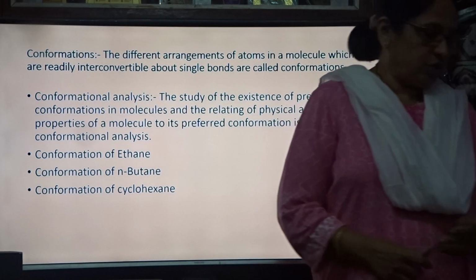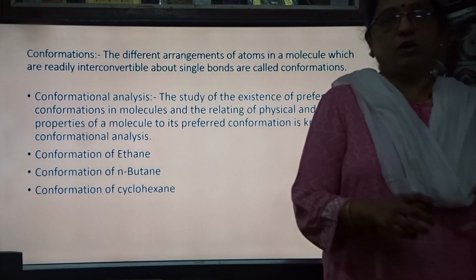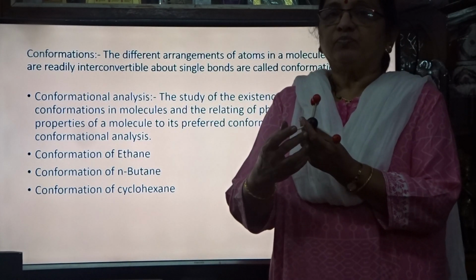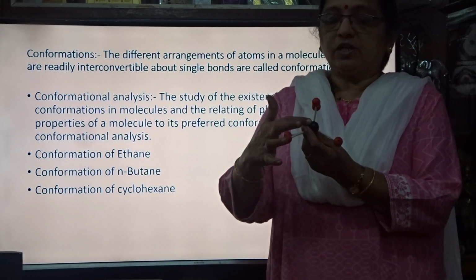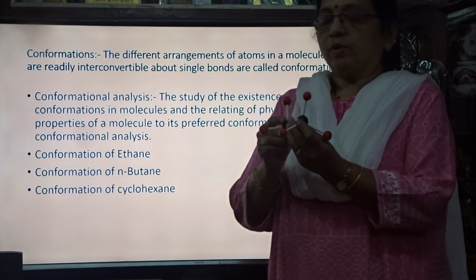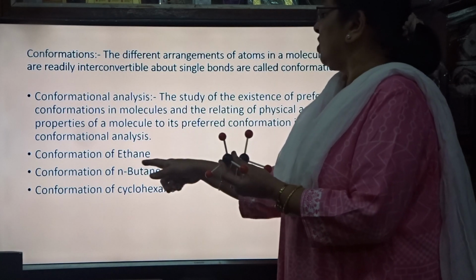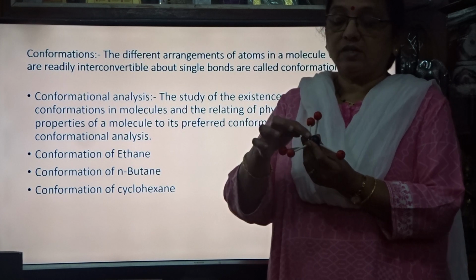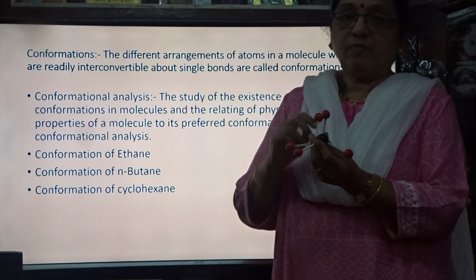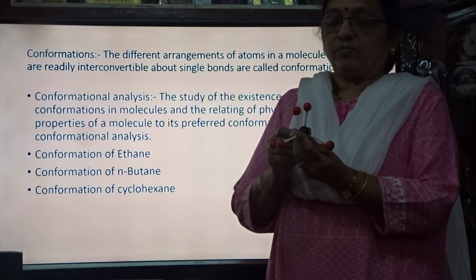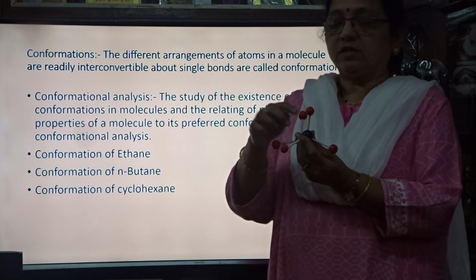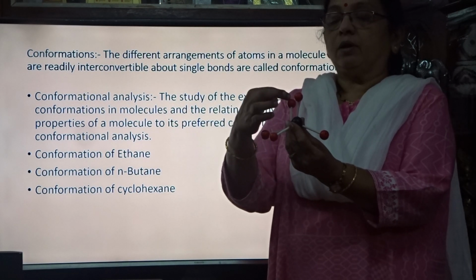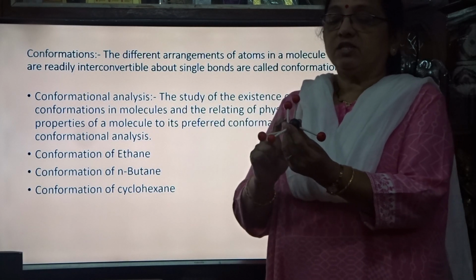So what is conformation? By using the ball and stick model we will see. This is the ball and stick model of ethane, CH3-CH3. We are studying the conformation of ethane. These three red balls are hydrogens and this is carbon. Now one carbon is behind the other. This is the front carbon, and this is the hidden carbon.